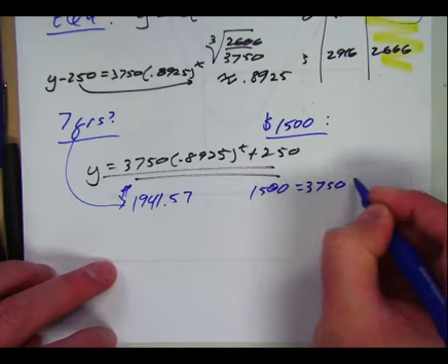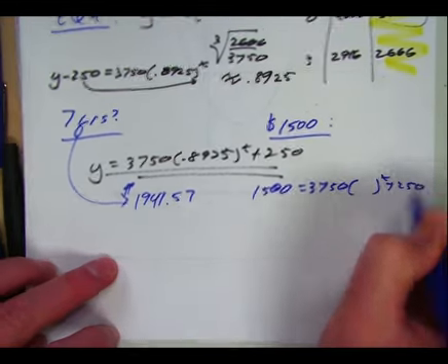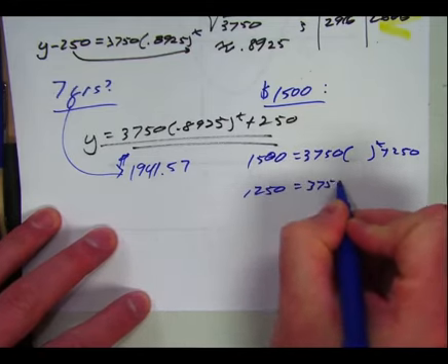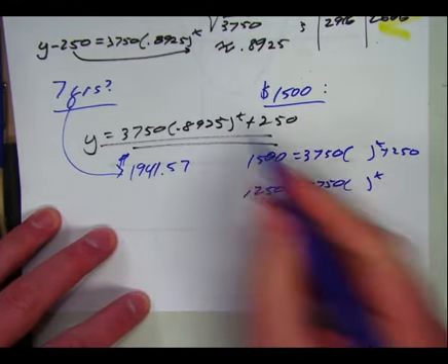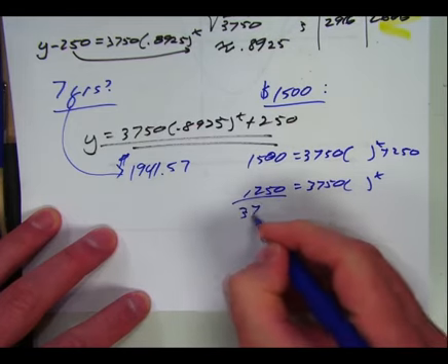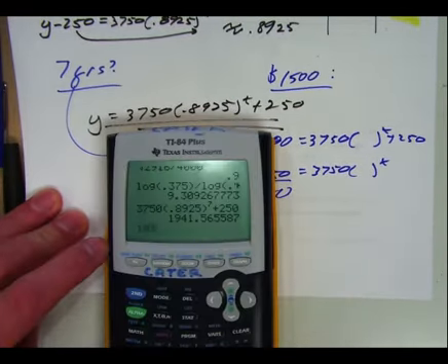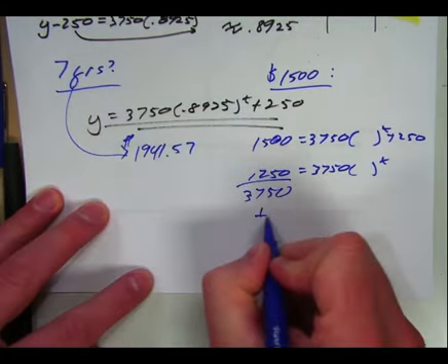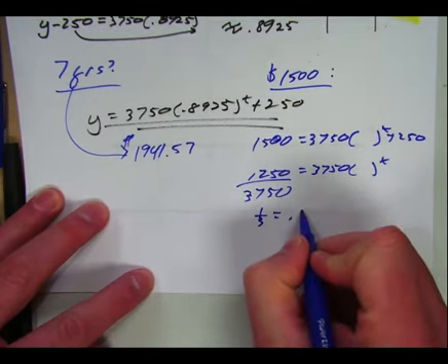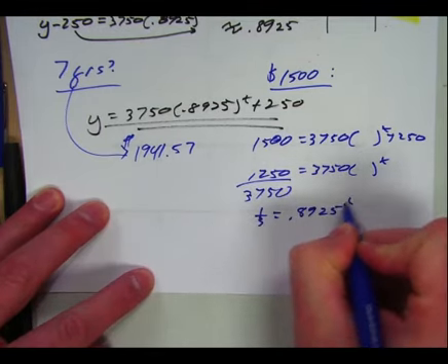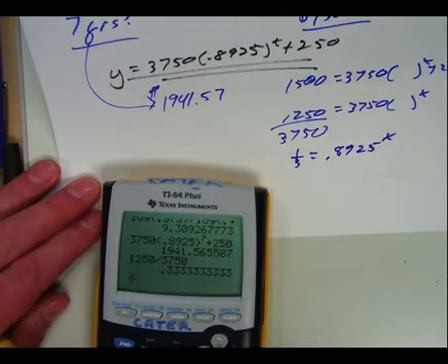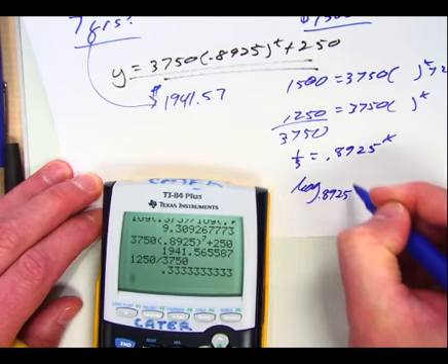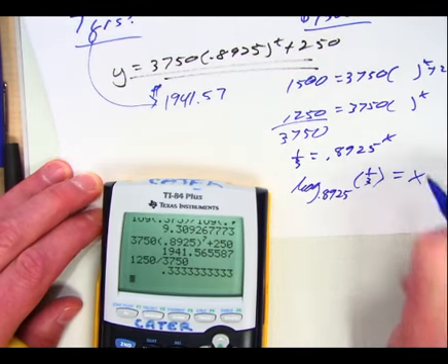Okay, and then in the other version, for solving for 1500, 1500 goes in over here, and it's 3750 times that number to the x plus 250. I subtract the 250, now I'm at 1250 equals 3750 times my multiplier to the x, which is that 0.8925 number. Divide by 3750. So if I take 1250 divided by 3750, I get 1/3. So 1/3 equals 0.8925 to the x, and then I'd take log base 0.8925 on both sides. So log base 0.8925 of 1/3 equals x.